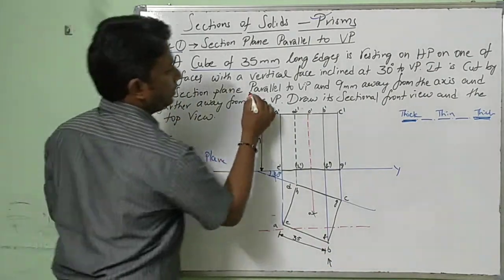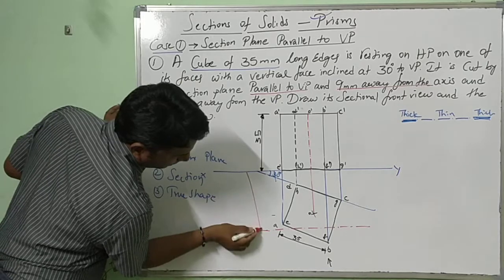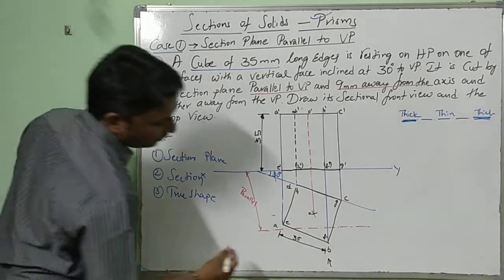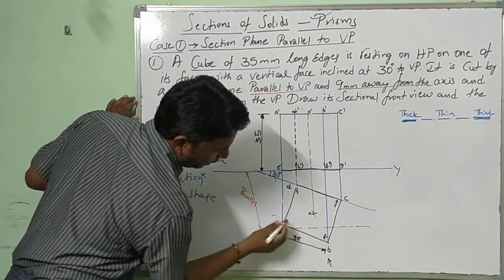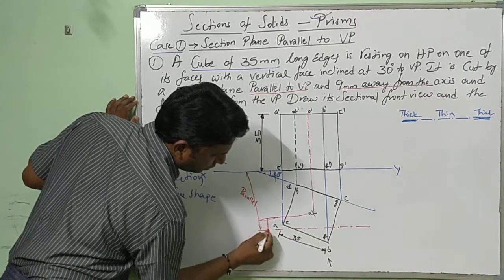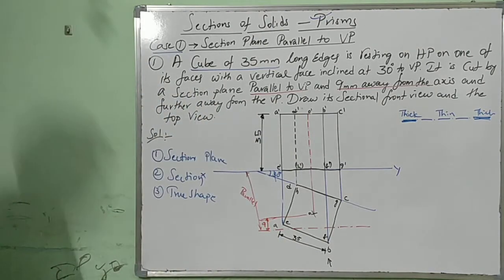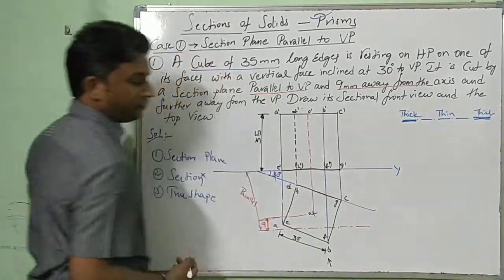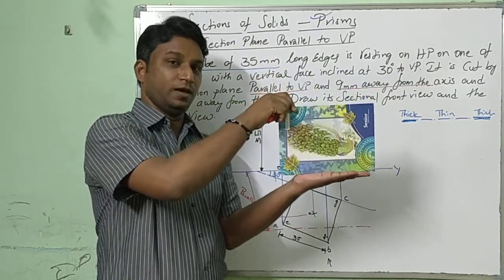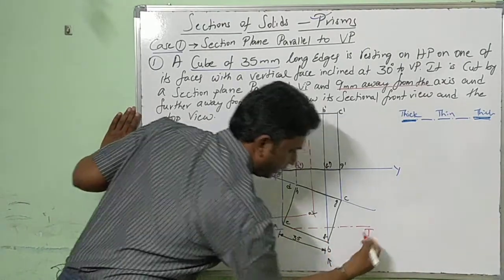Nine mm. See, parallel to VP, 9 mm away from the axis. Parallel to VP, 9 mm away from the axis. See, this is the axis point. If I try to draw a small line, this is 9 mm. How do I have to show it? It's in the form of a trace. What trace will I get? Which plane is it touching? Horizontal plane. So horizontal trace, HT.